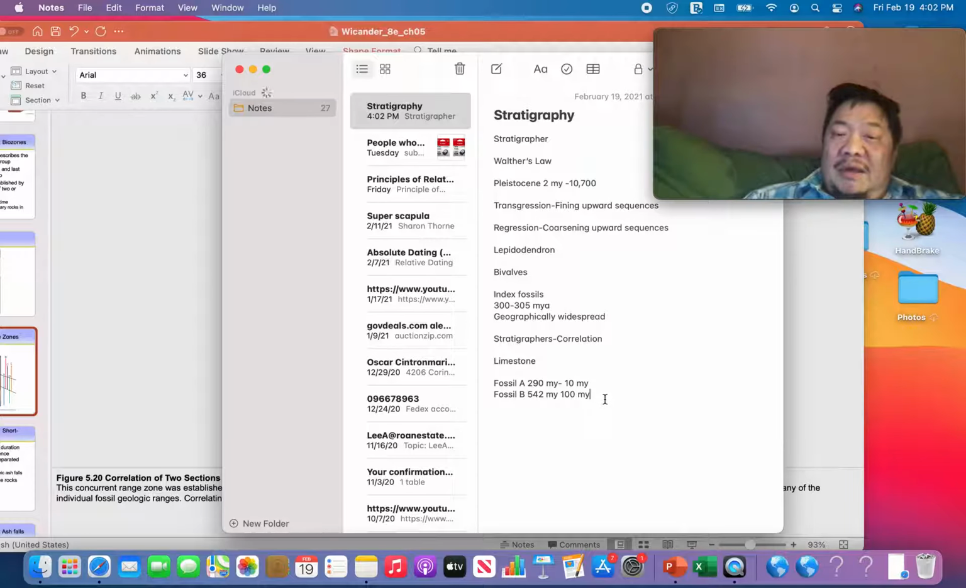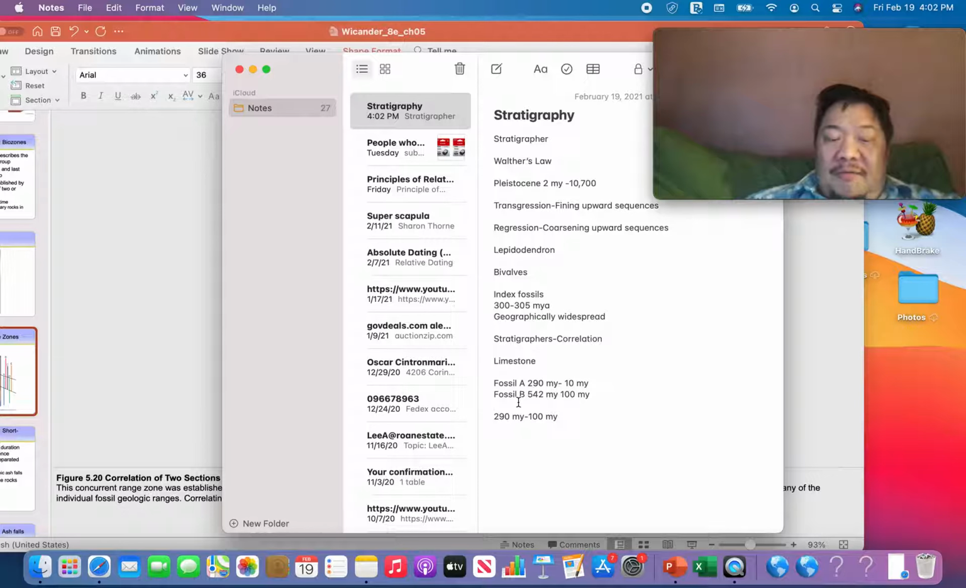Okay? Now we have something more to work with. What was the only time period where both of these creatures could have been alive? Well, the rock can't be older than 290 million years old, and it can't be younger than 100 million years old, because fossil B never made it past 100 million years ago. Now we've narrowed it down to 290 million years ago to 100 million years ago.